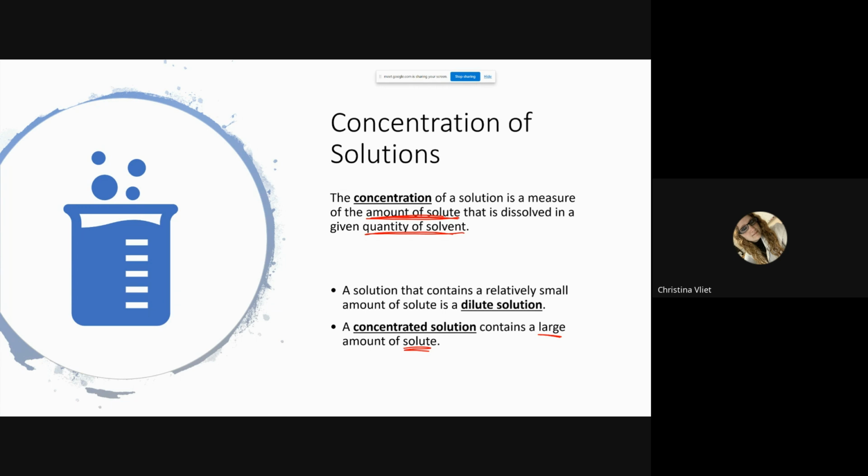So anyways, a concentrated solution basically means you have a lot of solute in comparison to a dilute solution, which means you have a small amount of solute. And this matters for your chemistry and you. You have things like blood glucose levels.